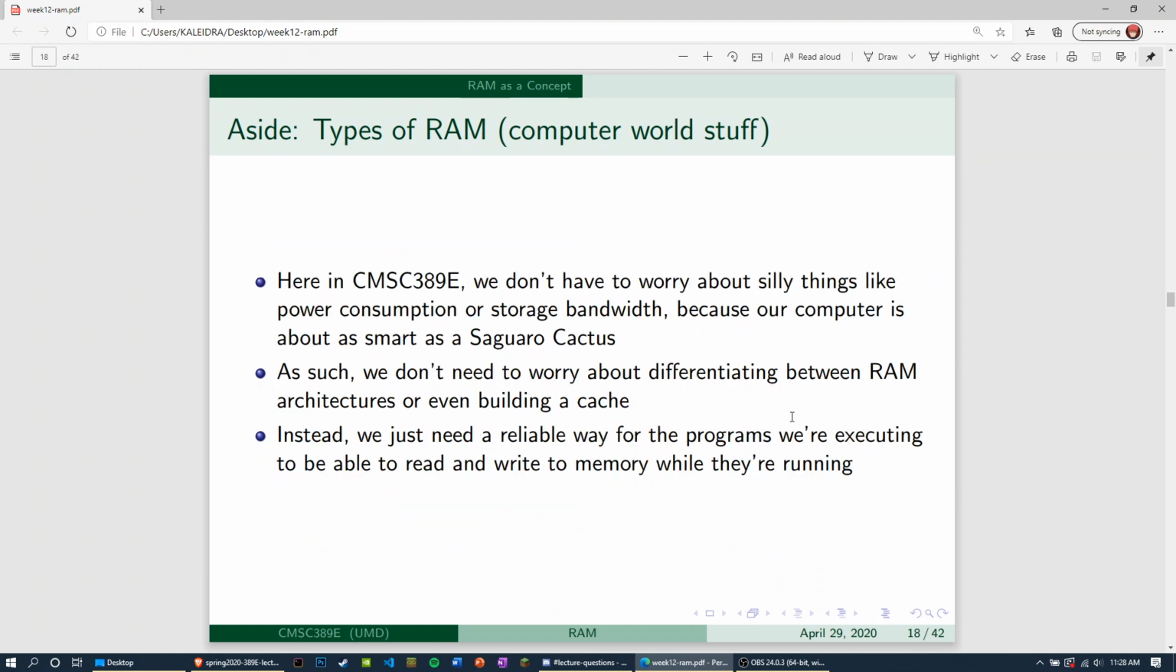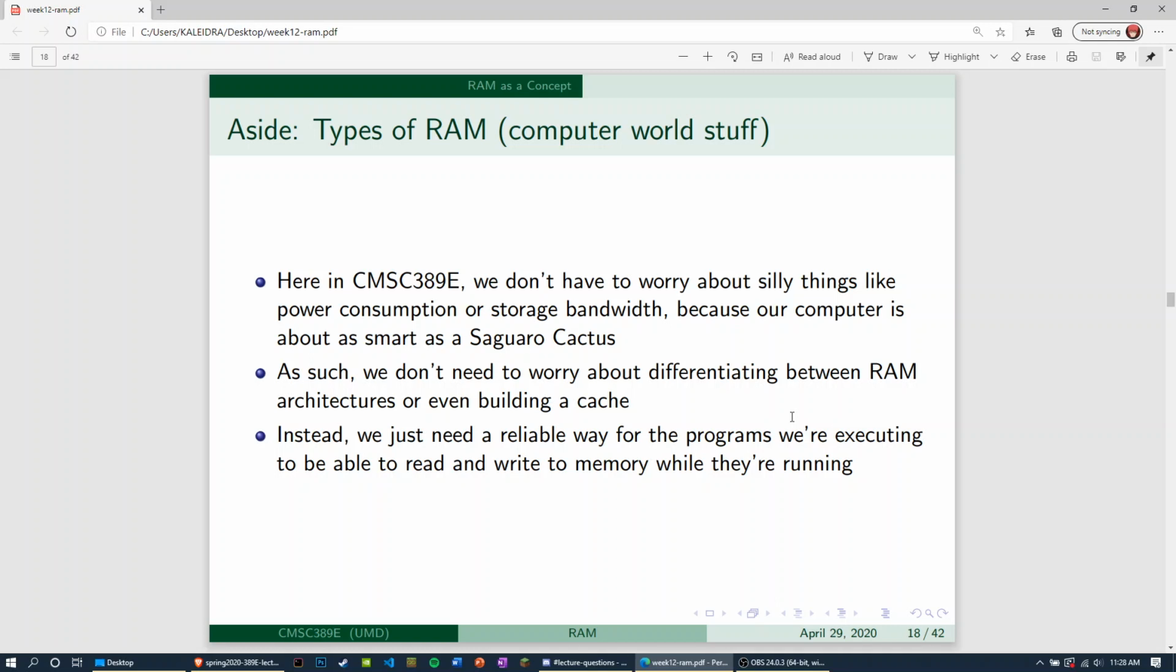Very nice. Okay. In 389E, we don't have to worry about silly things like power consumption or storage bandwidth because our computer is about as smart as a saguaro cactus. That is not an abstraction or anything. I literally am just saying it has the compute power of a house plant, right? It is not a very smart computer. Now it can do some stuff. It can add some numbers, maybe do some exponentiation if it's really feeling it, but really not much more, right? So we don't really need to worry about differentiating between RAM or even building a cache.